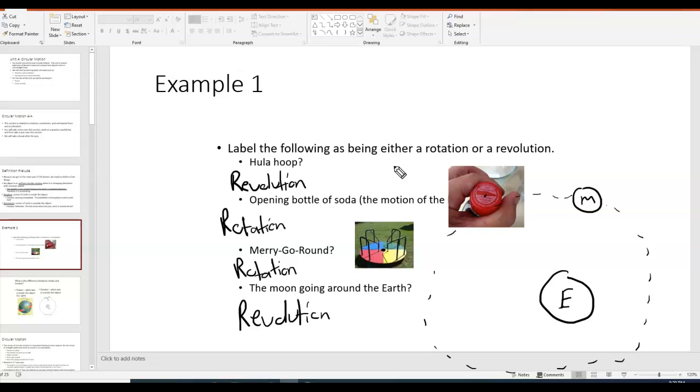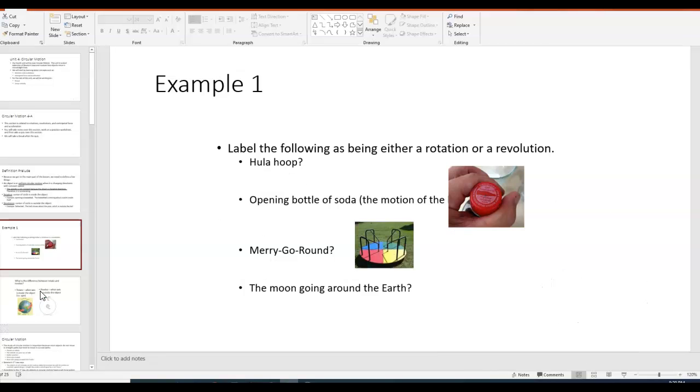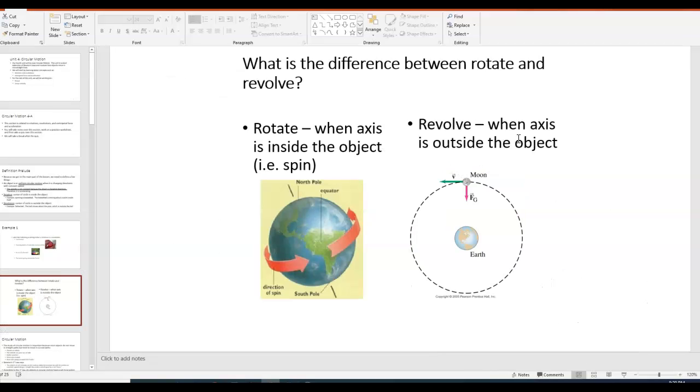So again, pause it there if you need to. We're going to move on. And this is basically just repeating the difference between a rotation and a revolution again.